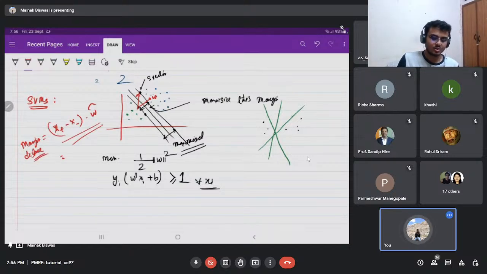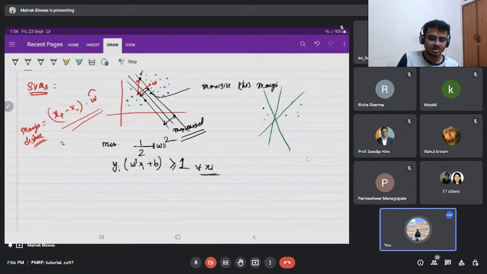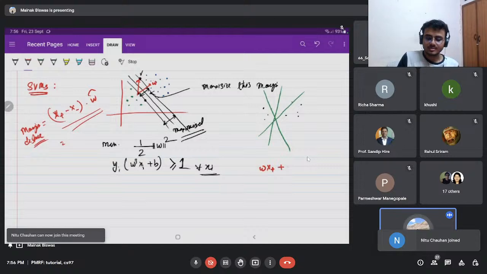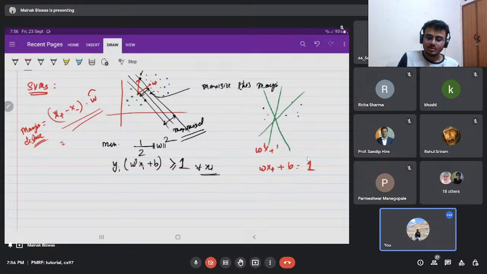As people are a little bit interested today, I'll just do it. So wx plus b is equal to 1, right? We had said wx plus plus b will be greater than or equal to 1, and wx minus plus b will be less than or equal to minus 1. Remember? To make this large margin. And for support vectors, these equalities hold.